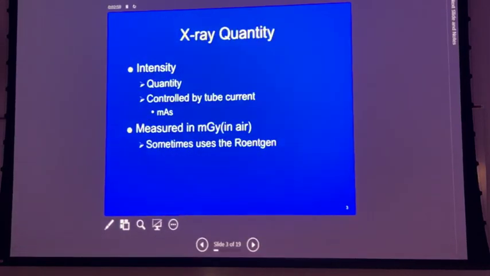So X-ray quantity, again, we're talking about beam energy here. So we're talking about intensity. Anytime we're talking about intensity, we're talking about numbers, and what's in direct control of your numbers? Mass, right. So your quantity is controlled by the tube current. So the more electrons you send across the tube, the more X-rays you create.